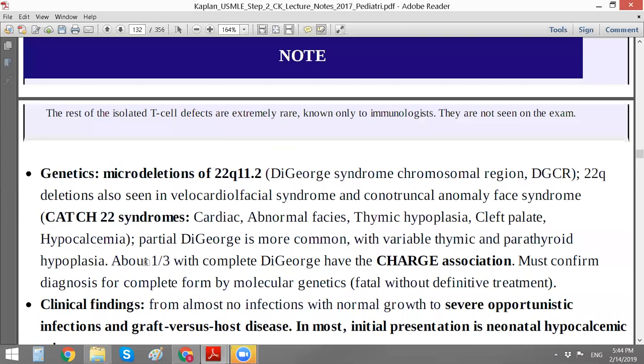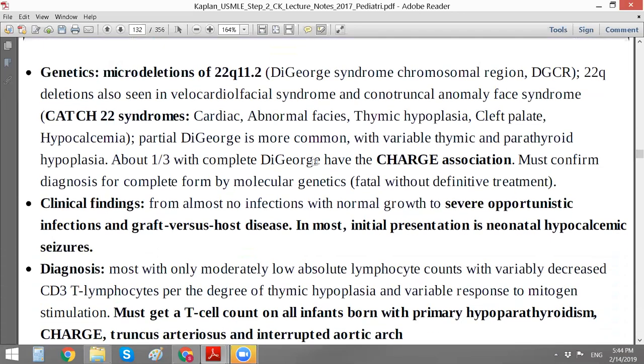They call it 22 because it is 22q11. A molecular genetics test must confirm the diagnosis of the complete form, which is fatal without definitive treatment. Okay, DiGeorge can overlap with CHARGE association. About one third of DiGeorge, the CATCH 22, has CHARGE.